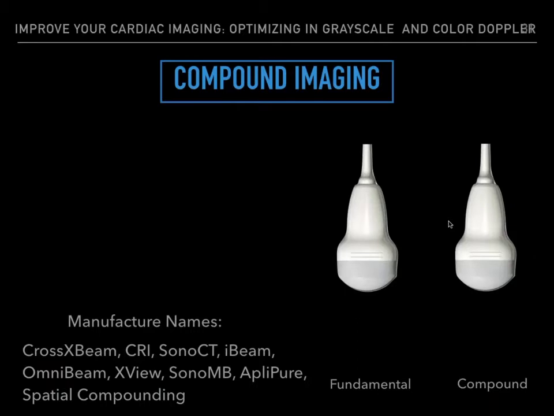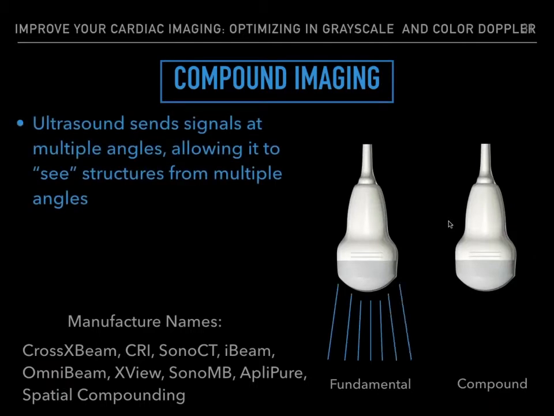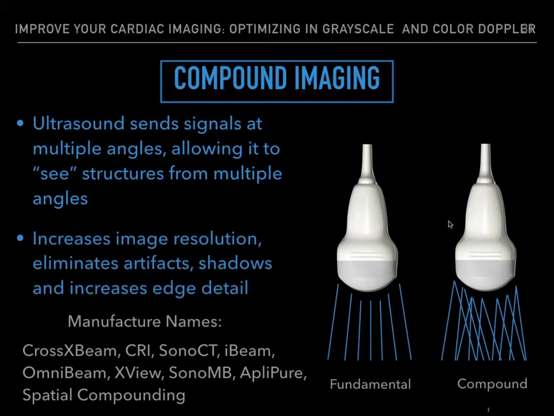Compound imaging. So compound imaging is in which ultrasound sends signals at multiple angles, allowing you to see structures from different views, compared to traditional transducers, as we see below, that send ultrasound signals in a single line that is perpendicular to the transducer's footprint. So because of this, it actually increases image resolution, eliminates artifacts, shadows, and also increases edge detail. I have also included the manufacturer names below for those who have different units and you're able to look for the specific application.